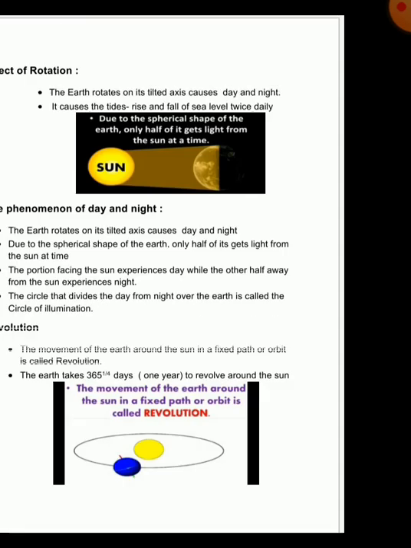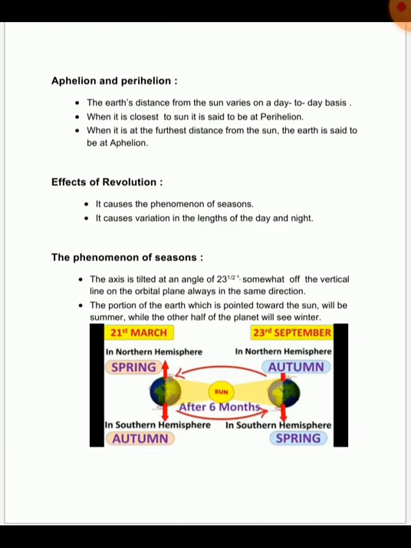Next, here are the aphelion and the perihelion. The Earth's distance from the Sun varies on a day to day basis. When it is closest to the Sun, it is said to be at perihelion. When it is at the furthest distance from the Sun, the Earth is said to be at aphelion.